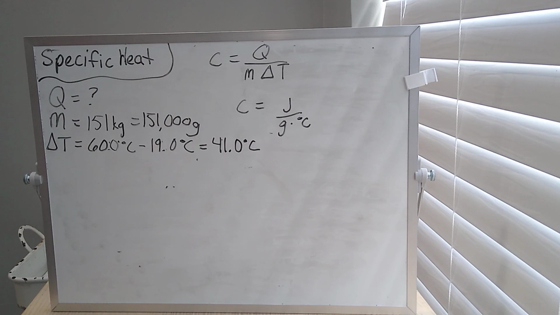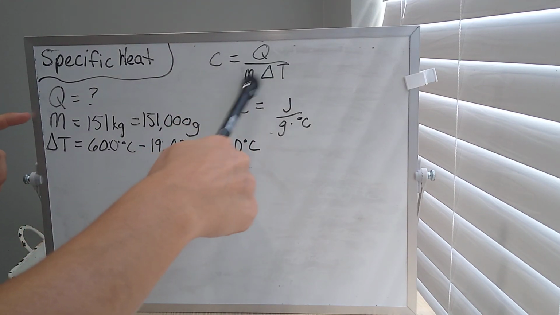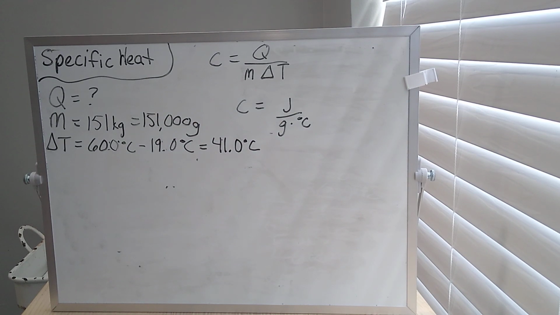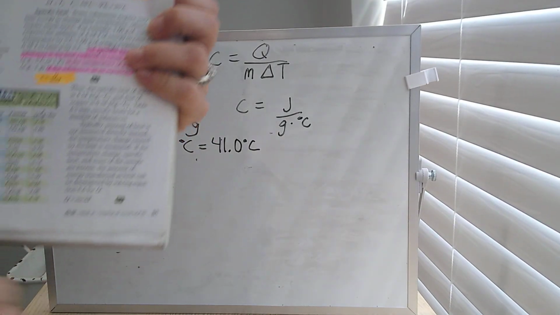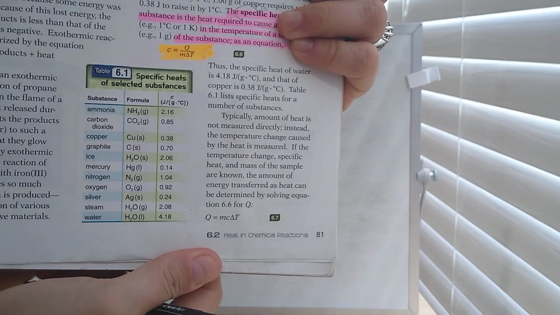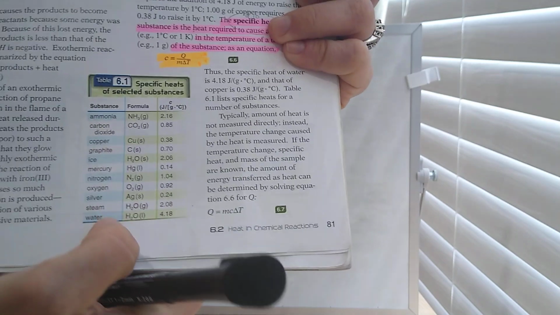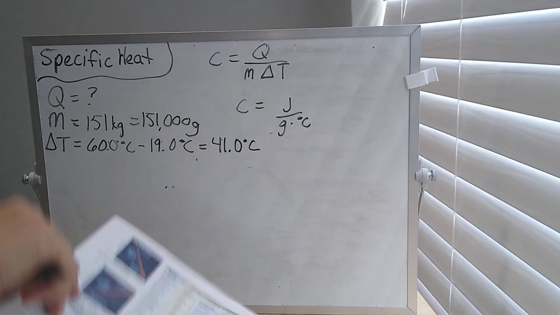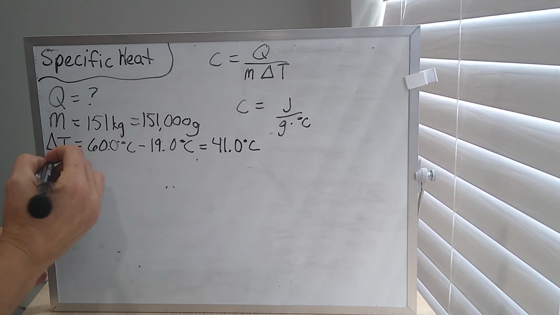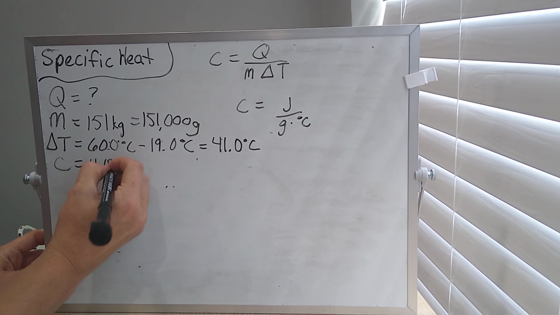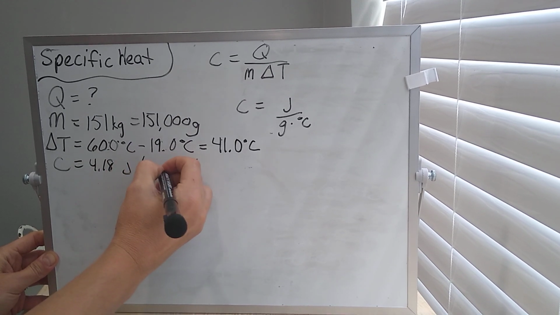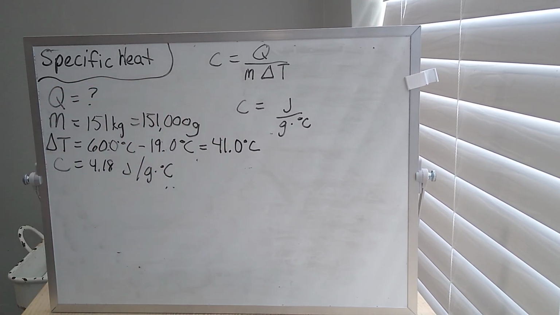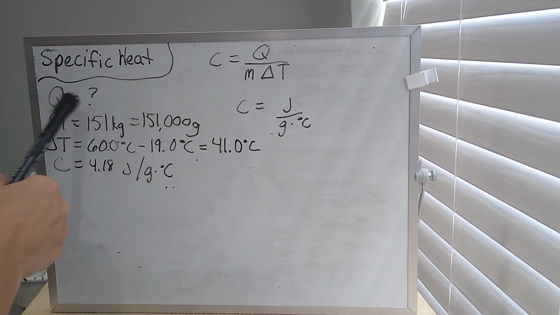Okay, now we can plug everything in. Actually, we can't yet. You see we're missing something? I have Q, M, and delta T, but I don't have C. But you can find it, because we are given specific heat of selected substances right in this table. So we've got water is 4.18, and remember that's joules per grams times degrees Celsius. So C equals 4.18 joules per grams times degrees Celsius. All right, so now we can plug everything in. But again, we're looking for Q.